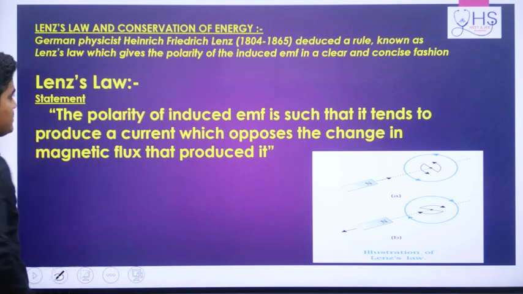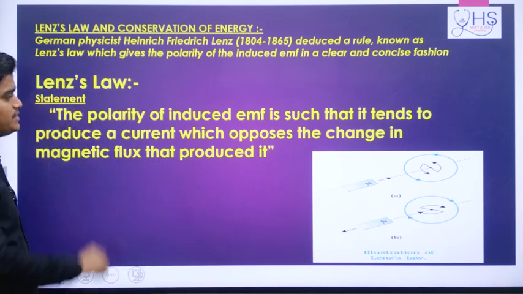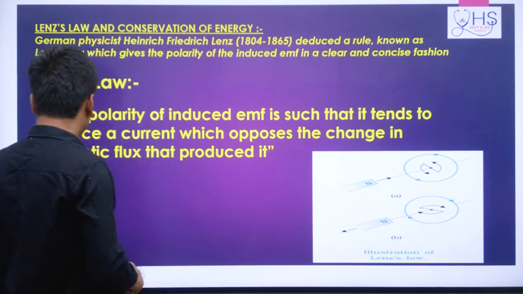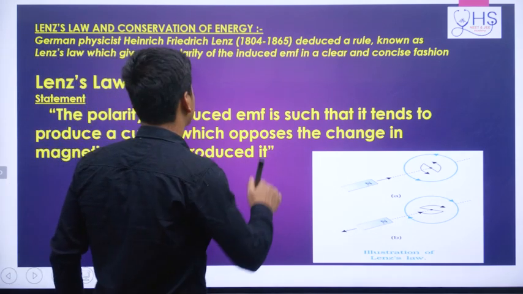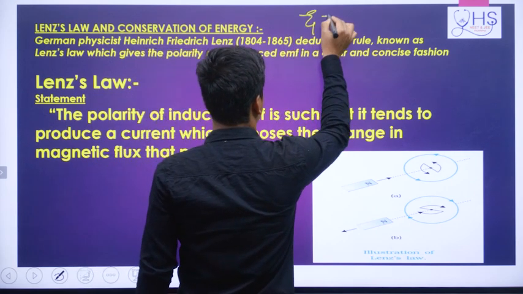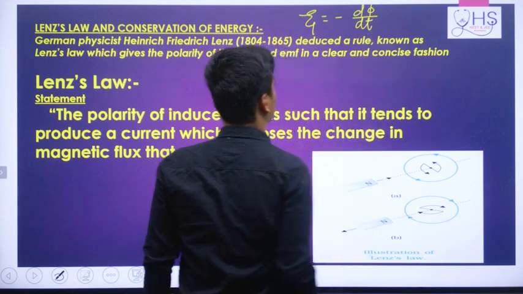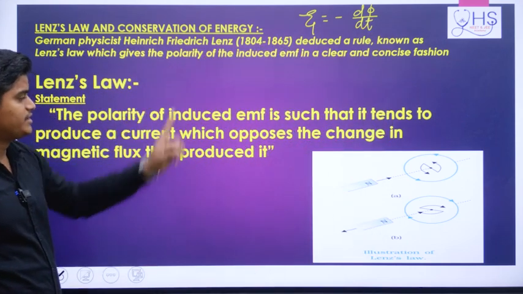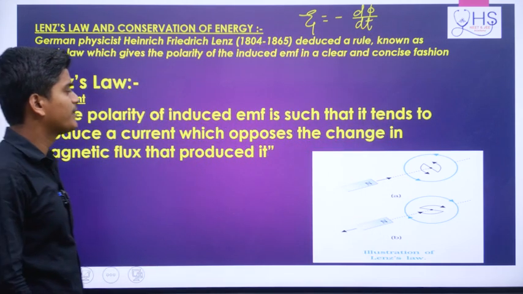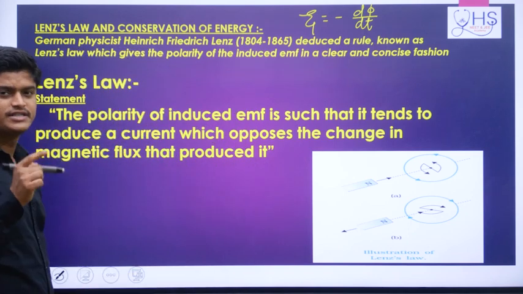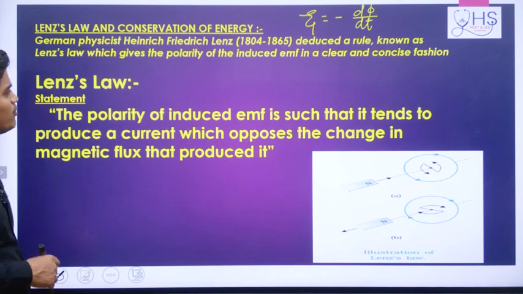Today we'll discuss Lenz's law and conservation of energy. We already completed induced EMF, that is Faraday's law. So EMF equals minus d phi by dt. This minus sign, a negative sign, I told you at that time basically comes from Lenz's law. What does it mean? That we will understand.